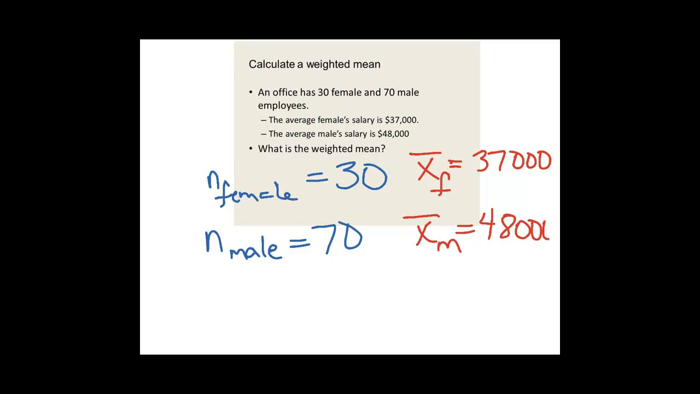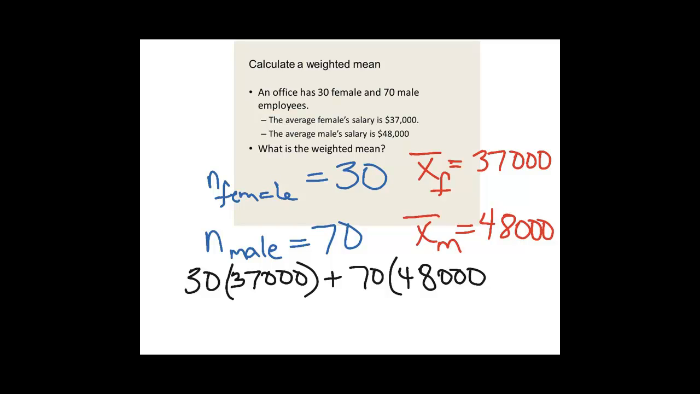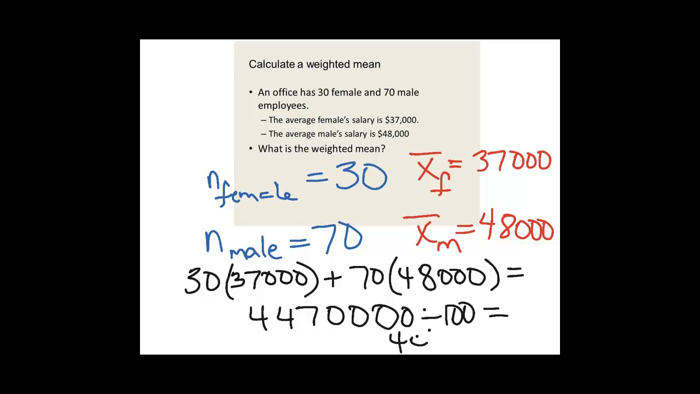The calculation for the weighted average is 30 times 37,000 plus 70 times 48,000. Adding those together, you get 4,470,000. My total N is 30 plus 70, or 100. So therefore, my weighted mean is 44,700. This value matches my estimate again, so I am confident that my answer makes sense.